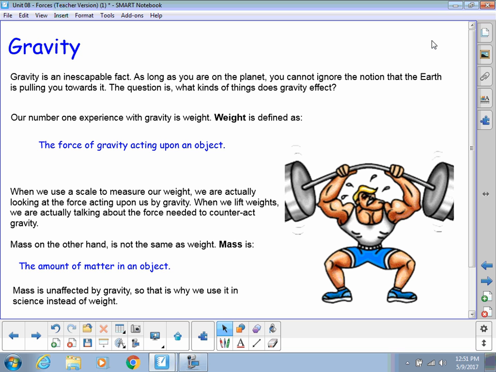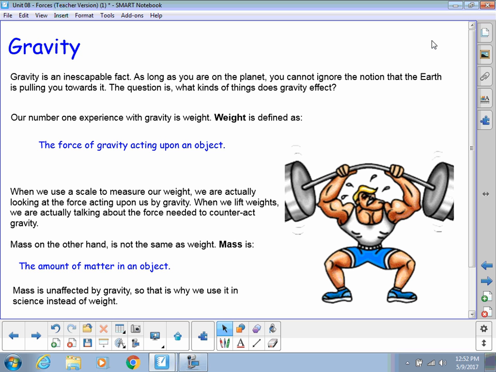Let's say we're going to be focused in on gravity all on its own. So gravity is an inescapable fact. We've been talking about that. Gravity is going to pull you down no matter what happens. As long as you're on the planet, you cannot ignore the notion that there is this attraction between you and the planet. Again, law of gravity: any two objects that have mass exert an attractive force on each other.